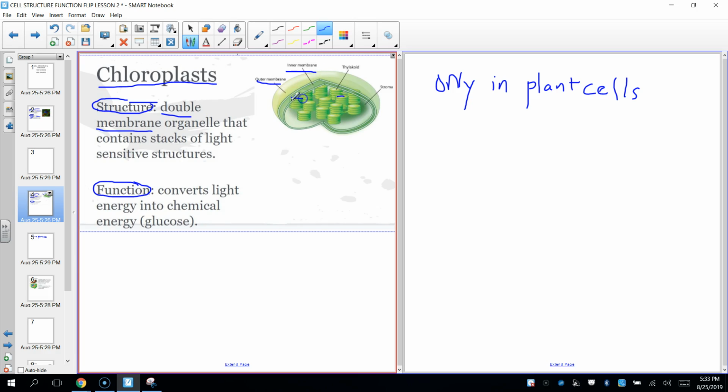And then it has these stacks of things called grana that help with photosynthesis, okay? And these stacks, they're called thylakoids, and they help with photosynthesis. So what we need to know is that there are stacks of structures. So it's a double membrane, it has stacks of structures. The function of the chloroplast is to convert light energy into chemical energy, and that is defined as photosynthesis.